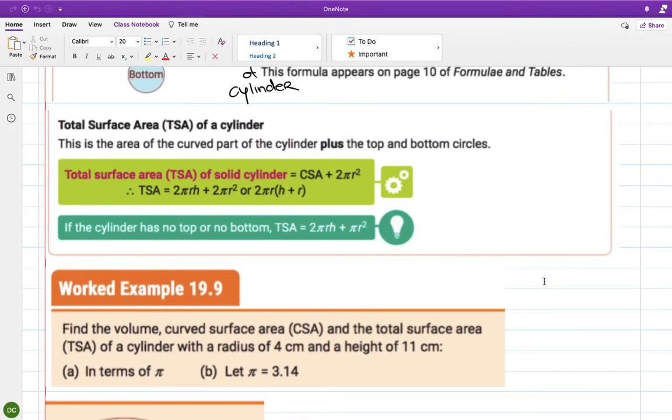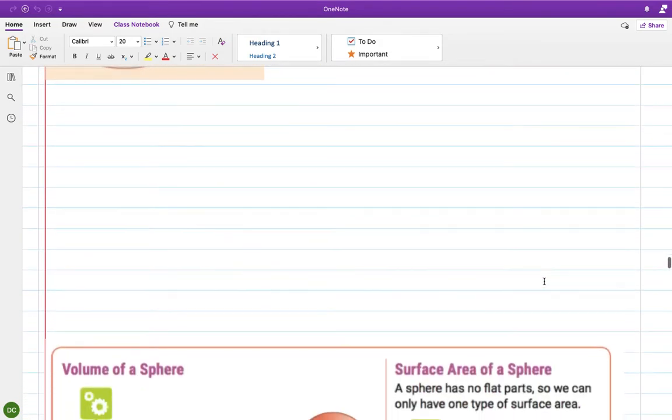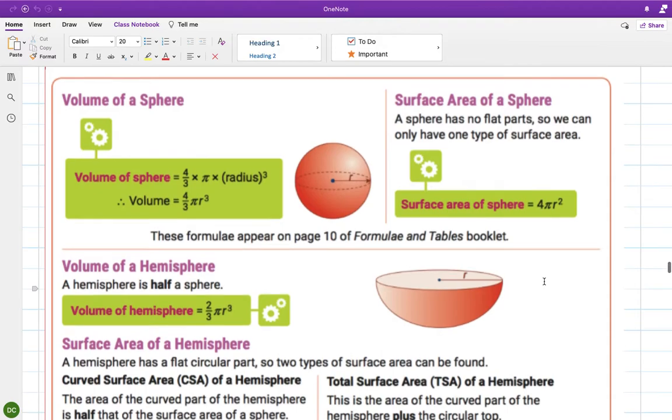Okay, and that's what they've done over here. So they've taken the curved surface area and this bit here is the 2 circles. So just be careful of that whole curved surface area versus total surface area.